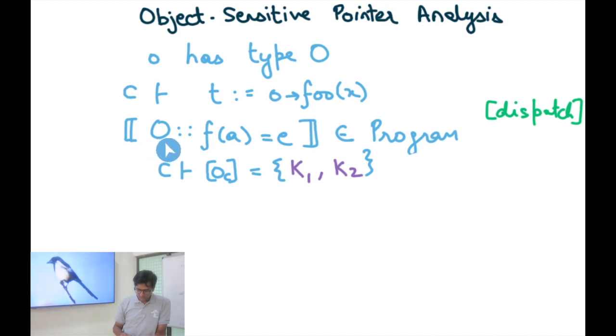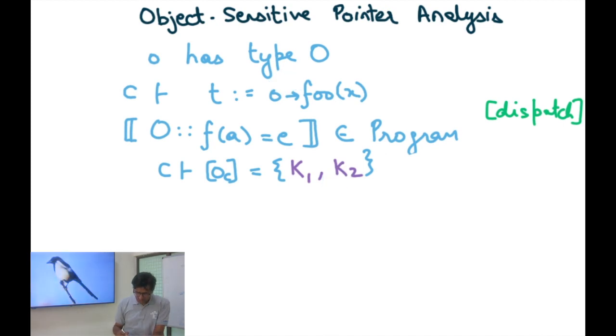And let's say this is the definition of the member function f in the class capital O: O::f(a) = e, where e is the body of the function and a is the formal argument. And this is part of the program. And let's assume that within the context C, the points-to set of o in context C is some set defined by allocation sites. So let's say those allocation sites are K1 and K2. So o itself may be pointing to some abstract objects represented by K1 and K2, which may appear elsewhere in this program.